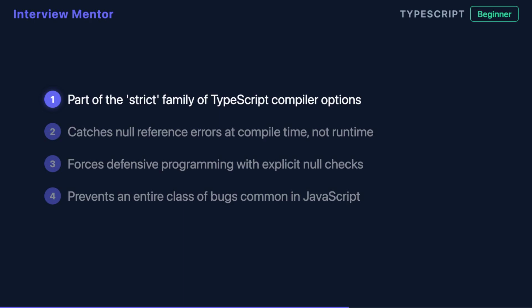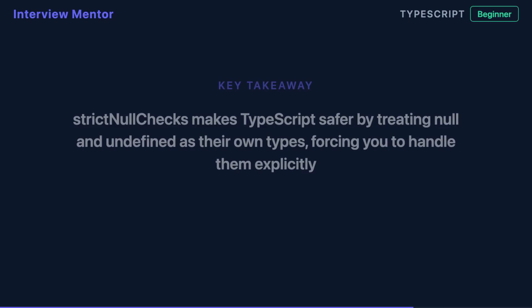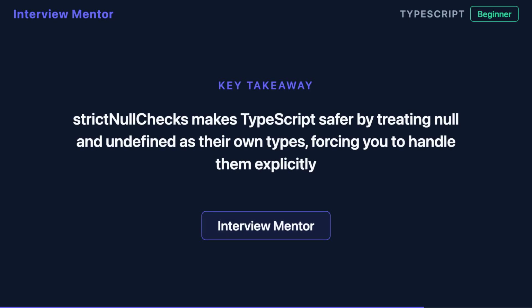Enabling it catches potential runtime errors at compile time. You'll catch null pointer exceptions before your code ever runs in production. It makes your code more robust and prevents an entire class of bugs that plague JavaScript applications. In short, strictNullChecks makes null and undefined their own types, forcing you to handle them explicitly and preventing runtime crashes. Practice explaining this with confidence, and you'll ace this interview question.